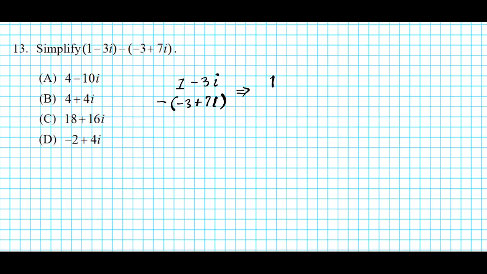So we have 1 minus 3i, that's unchanged, plus 3, minus times minus is a plus, and then minus times this plus right here is a minus, minus 7i. Now we can just combine both of them downwards to get our final result. 1 plus 3 is 4. Negative 3i minus 7i is negative 10i. The answer for question 13 is option letter A.